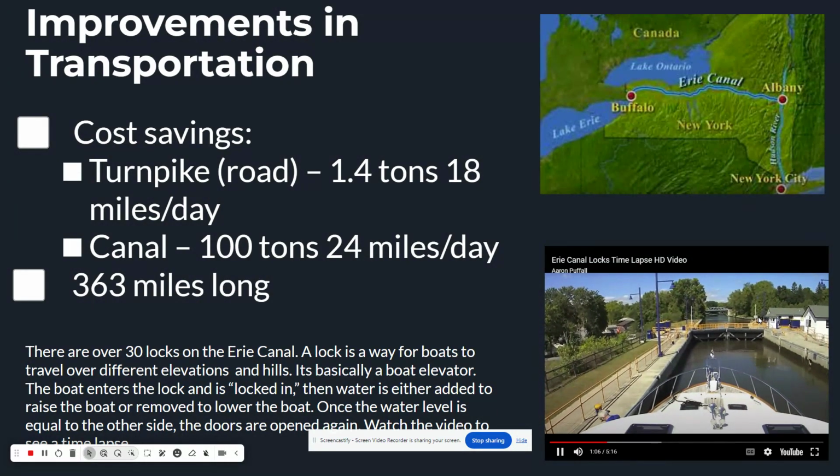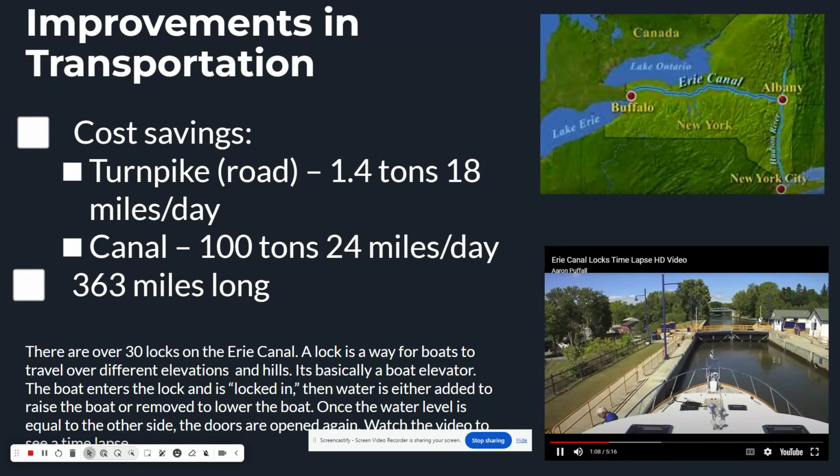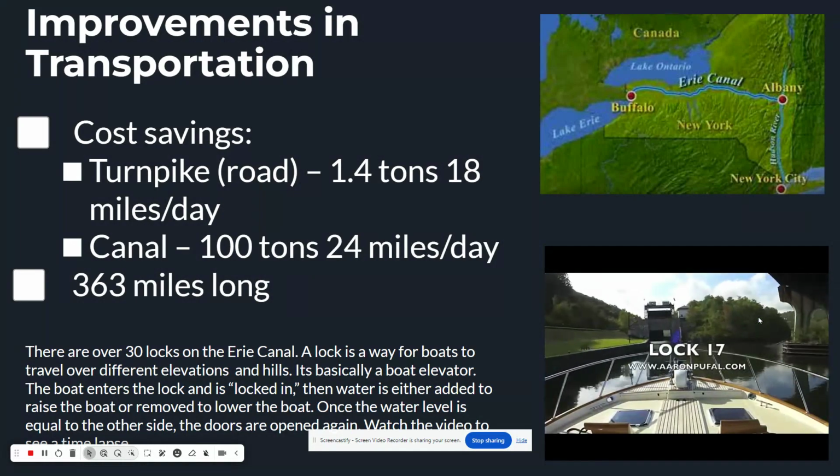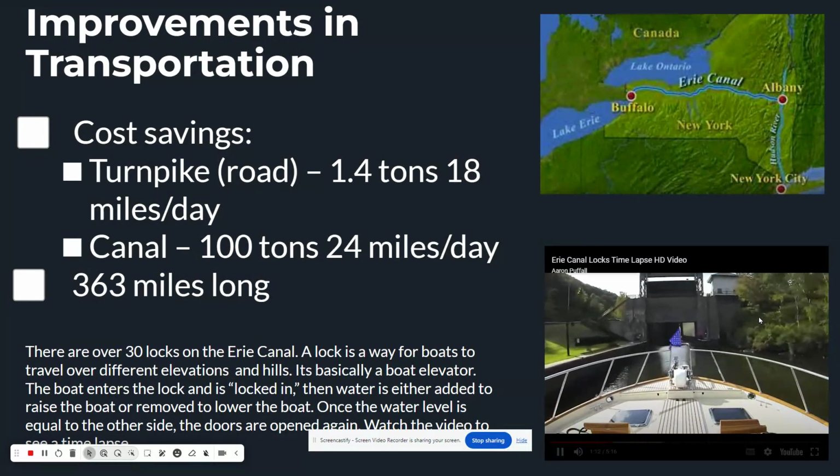Right, the Erie Canal is still working today. We don't really use a lot of shipping there. It's more for the tourist site.